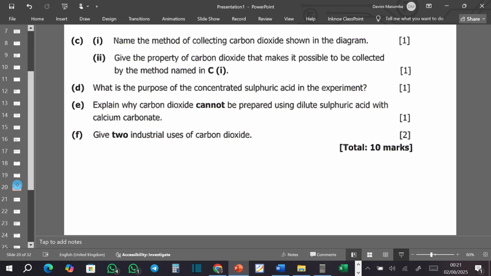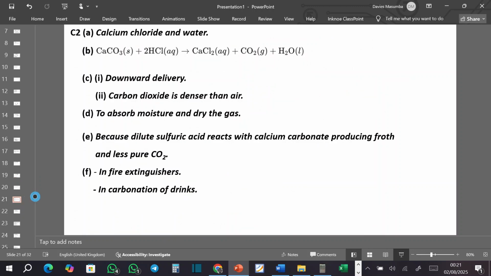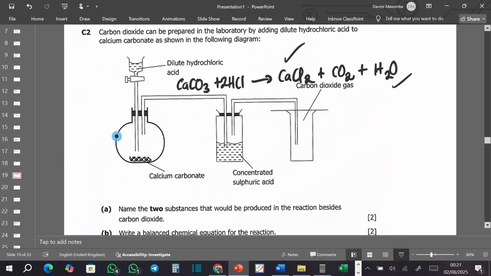Then we go back, we are saying D, what is the purpose of the concentrated sulfuric acid in the experiment? What is this concentrated sulfuric acid doing in here? So in answering, we are saying to absorb moisture and dry the gas. Yes, this gas has to be dried because it contains water.